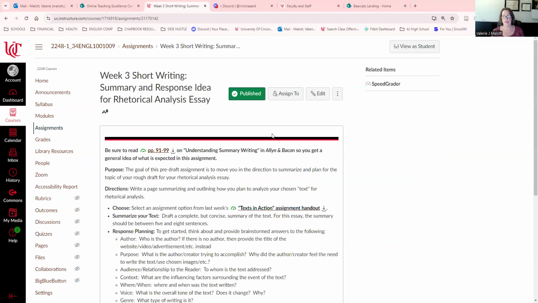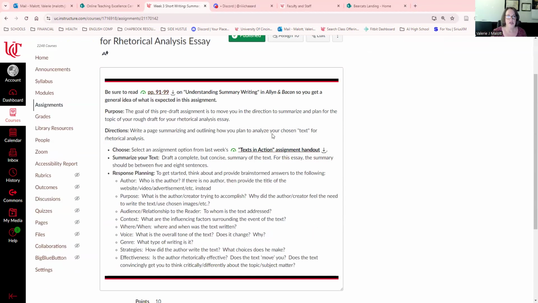And the goal of this assignment is just to make sure that you are on the right path for your rough draft. So it's kind of a pre-drafting exercise, not only checking to make sure that you have a text that's worthy of analysis, but also that you can get your ideas down. And so I can provide you a little bit of guidance and feedback should that be necessary for your rough draft. So of course, you're going to read the text in action assignment handout.